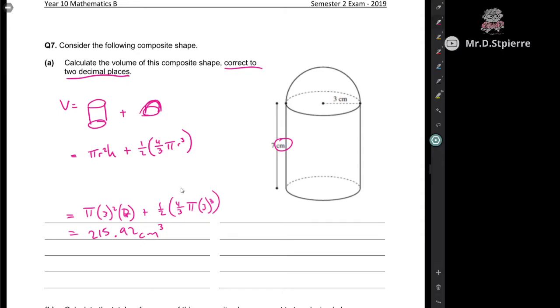Now what I was saying before is some people may have found the cylinder by itself, then the half sphere by itself, rounded them, then added them together, and because they rounded early, it shifts the final answer, so you want to be careful of that. That's why I make this giant equation first by itself.